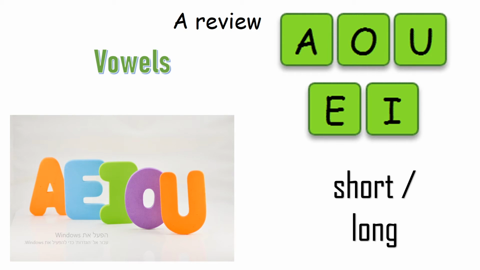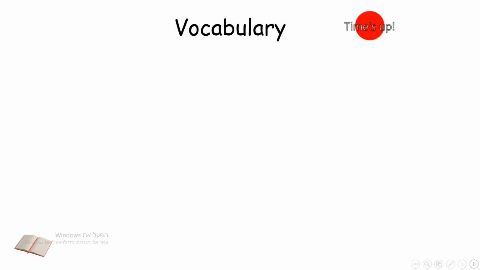So, we learned about vowels, and we said that we have five vowels in English, A, O, U, E, and I. And we started to learn about A sound, and we said that we have short A and long A sound. The short A sound is A, like cat, hat, fat, rat, mat, okay? And the long A sound, when we have A and E, a silent E at the end of the word, like bake, cake, snake.